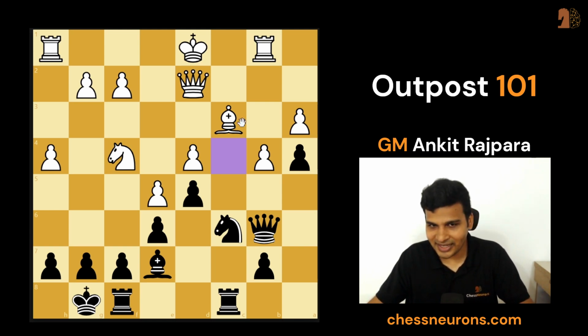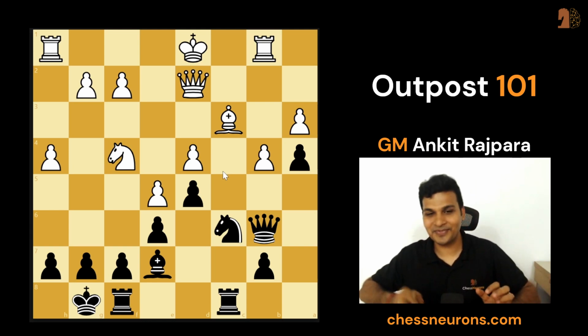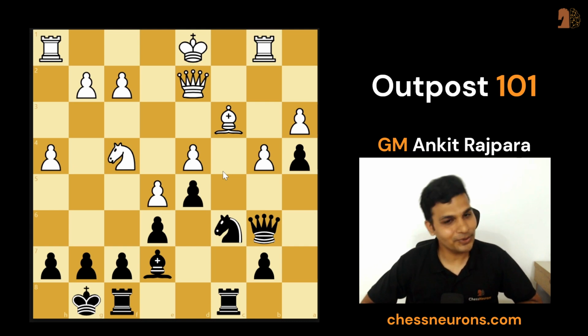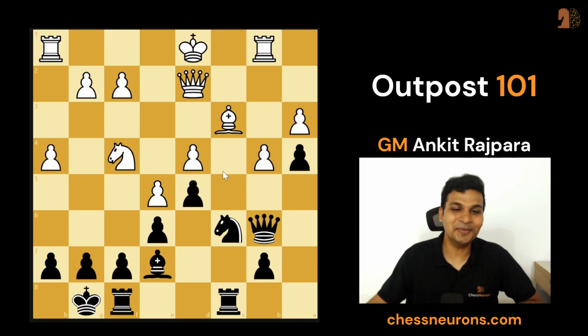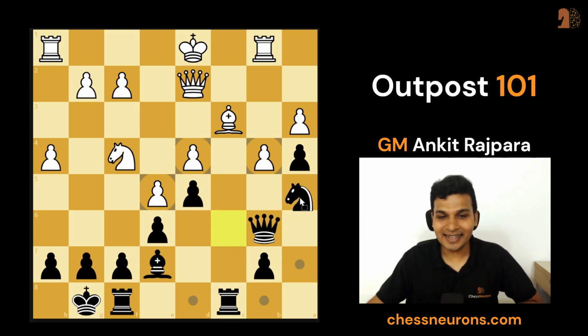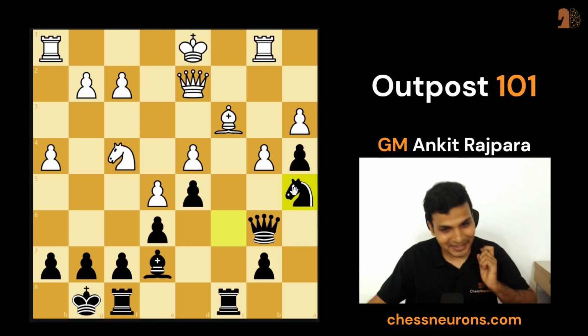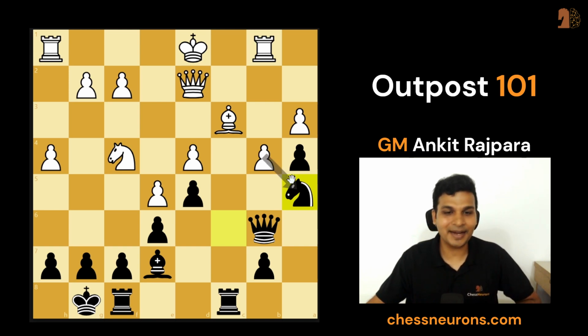Now, once we recognize that these two outpost squares are there, we know that if there is an outpost square, we should ask ourselves, can I bring my knight there? And then we have a move. We can play knight a5 in this position, taking advantage of the fact that the opponent cannot capture this because there is queen takes b1.